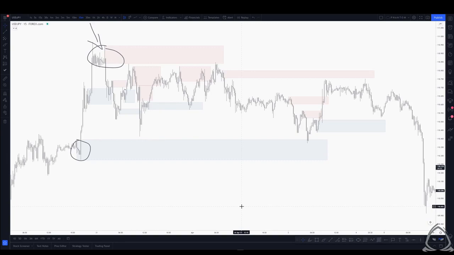Now, of course, don't fixate too much on the result of the zone. Again, like the first video, the emphasis is on just getting comfortable with mapping out the zones and then identifying whether they are continuation or reversal models.